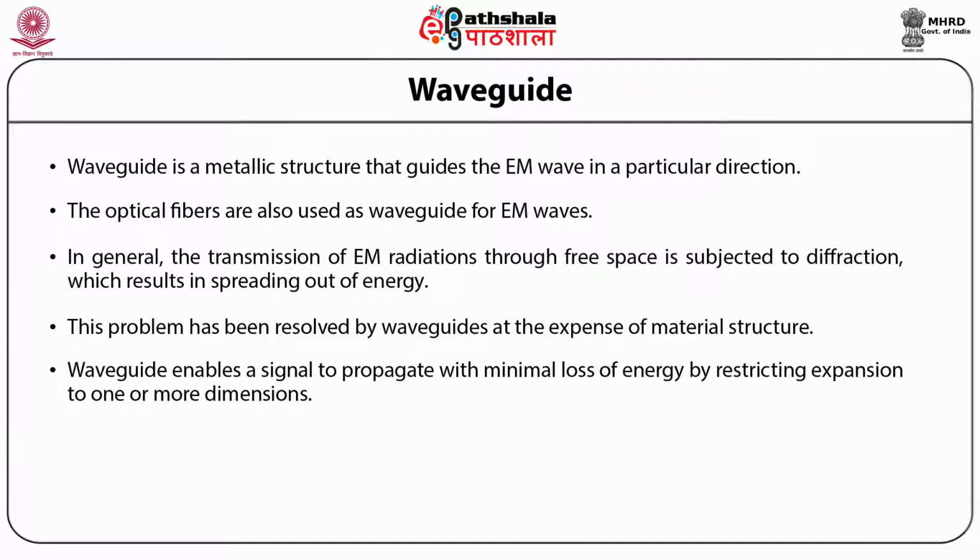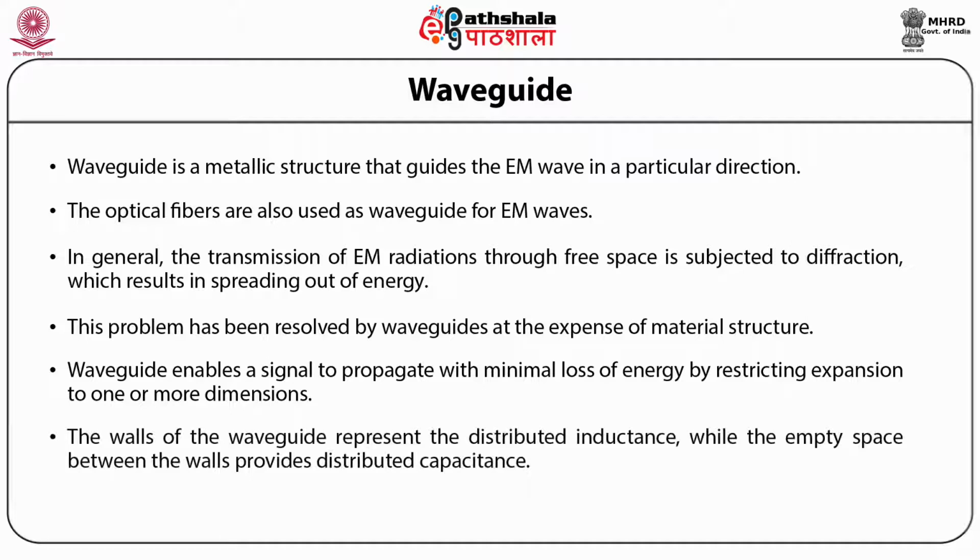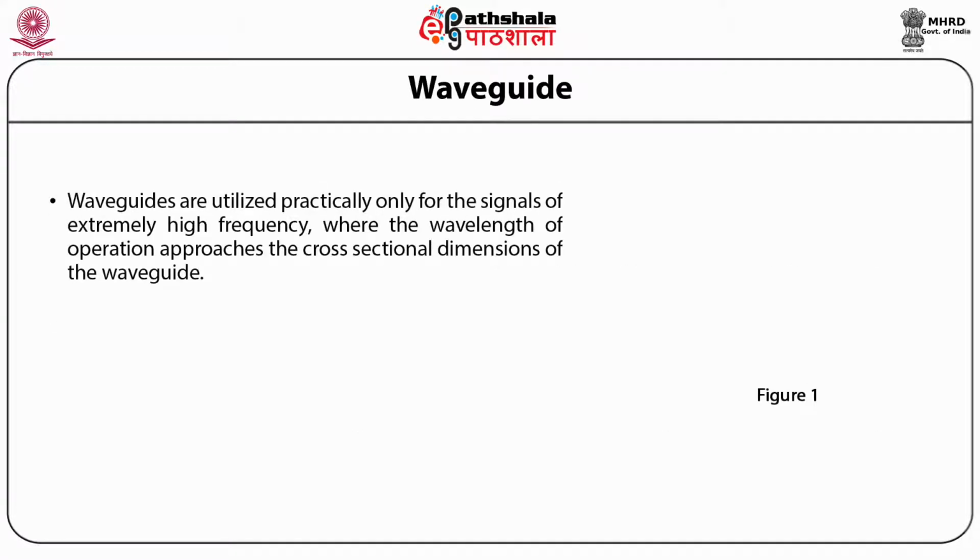A waveguide is a special form of transmission line consisting of a hollow metallic structure, which you can all see in this figure. The walls of the waveguide represent the distributed inductance, while the empty space between the walls provides distributed capacitance. Waveguides are utilized practically only for signals of extremely high frequency, where the wavelength of operation approaches the cross-sectional dimensions of the waveguide. For lower frequencies, waveguides are of no use.